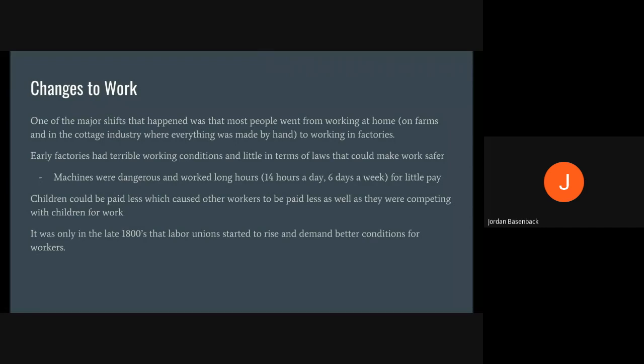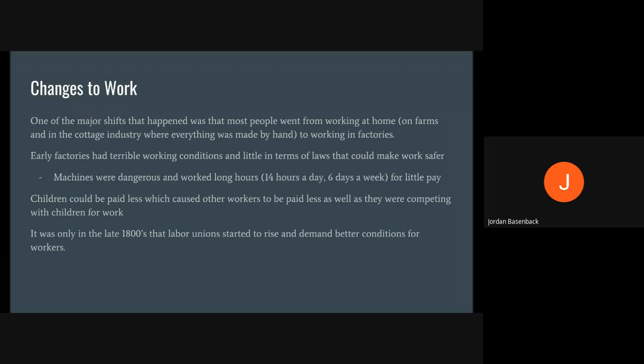People worked very long hours, 14 hours a day, 6 days a week, for very little pay. Children were allowed to work in factories. A lot of children left school early. As soon as they had barely learned how to read, they were in the factories working these same very long hours, 6 days a week. And it was not good at all for the worker.